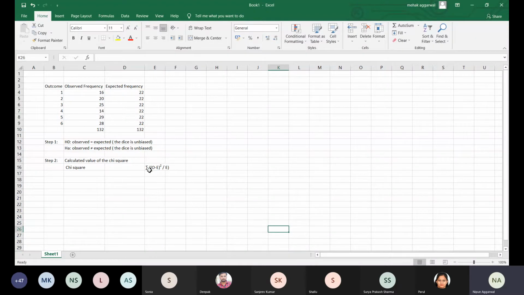That means first you have to calculate observed minus expected, then the square of it, and then divide by the expected value, and then take the sum. It is not the sum of observed minus expected square divided by expected. First calculate this whole term for each row, and whatever answers come, make the sum of all these values. That becomes the chi-square calculated value.